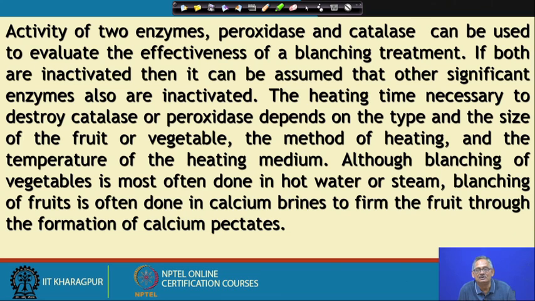Although blanching of vegetables is often done in hot water or steam, blanching of fruit is often done in calcium brine. There calcium helps in firming the fruit through the formation of pectates. These are formed, and calcium firms the material. In that case it helps.